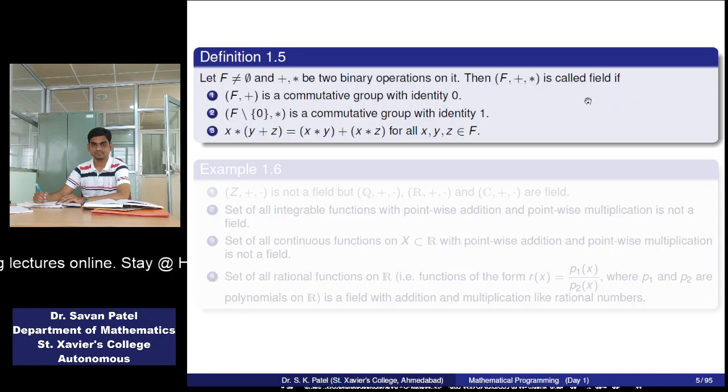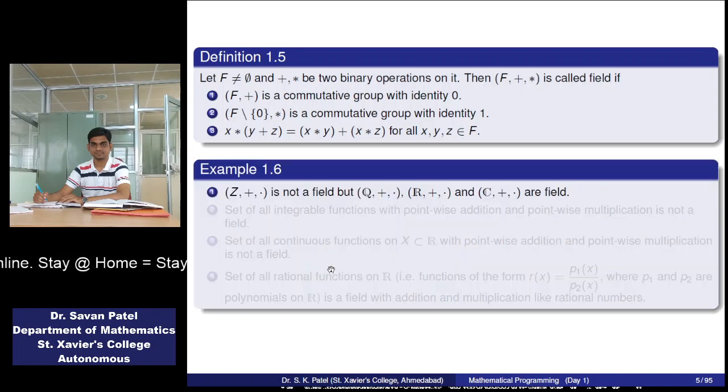Here, this order is important. If we replace plus by star and star by plus, then this will be changed. The first condition, that F with star should be a commutative group with respect to some identity, and removing that identity, for the second binary operation it should be a commutative group. And again this third property will be changed, because here it comes to the second binary operation, here it will come to the first binary operation. So this order is important. Let's see it in an example itself.